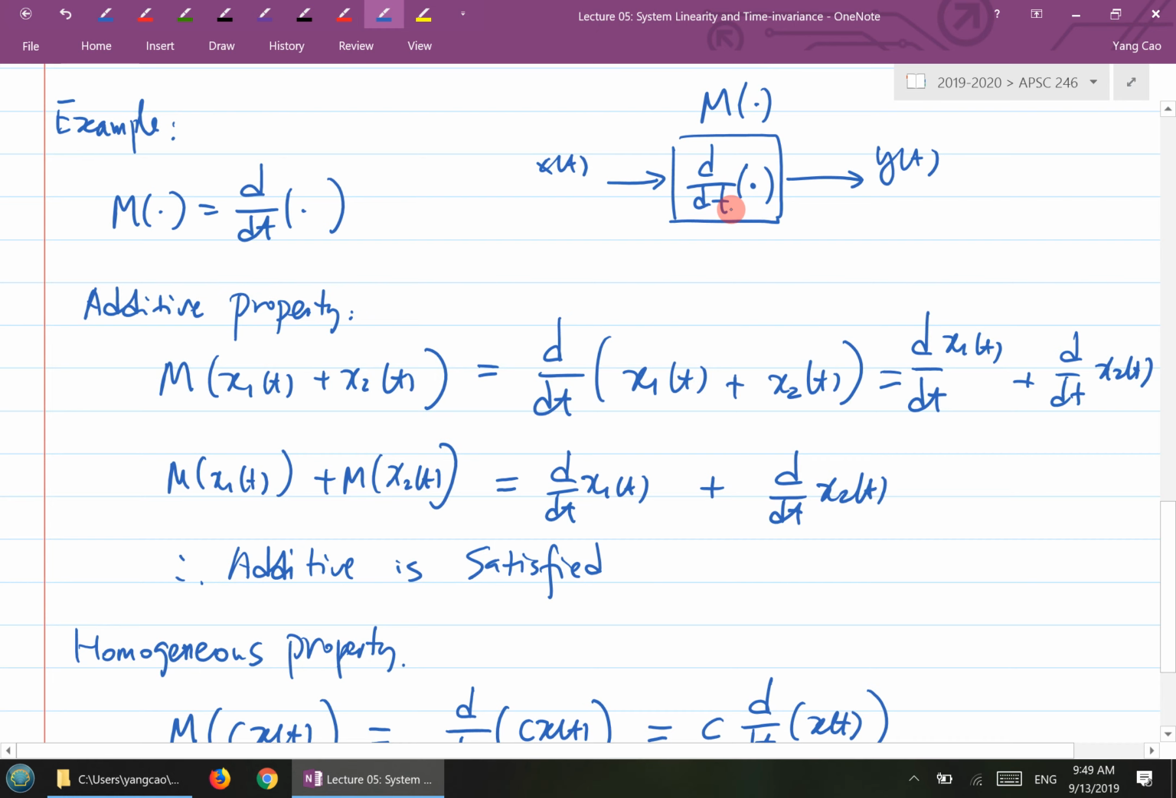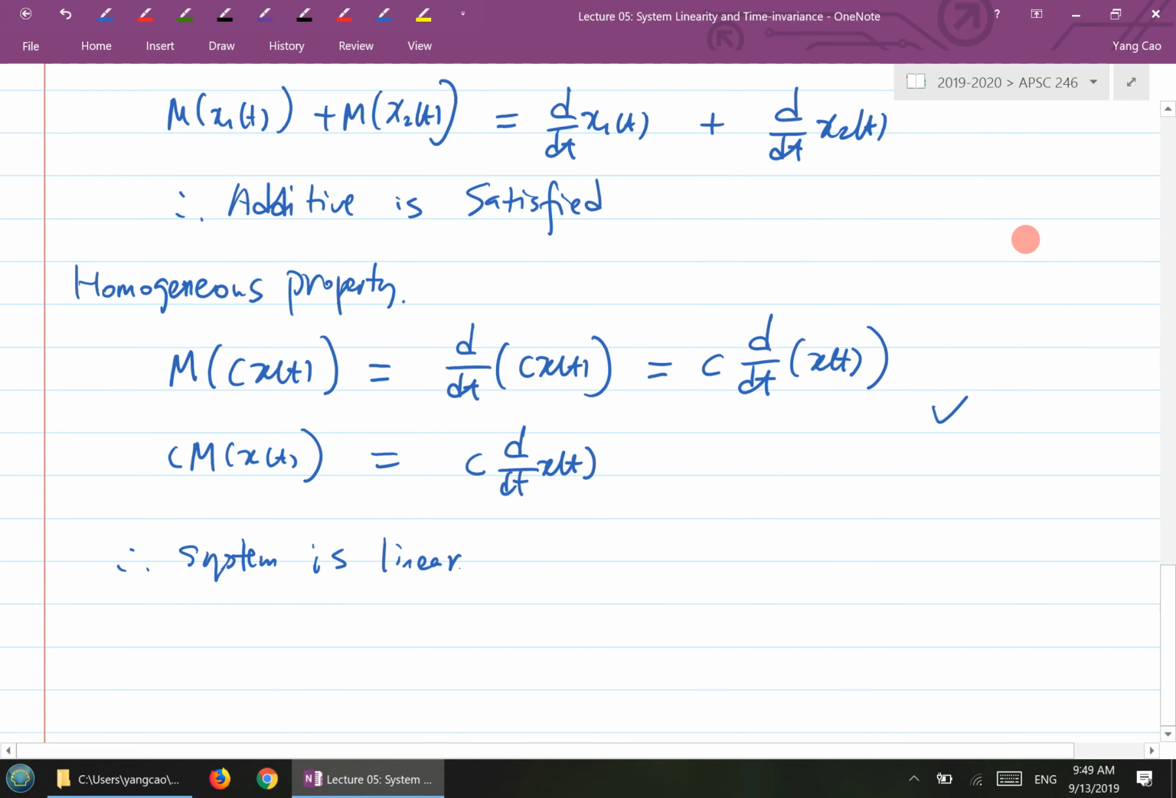Now, the operators I listed in your lecture notes will actually turn out to be all linear operators, like Laplace, Fourier, the gradient operator, the curl, the divergence operator. They're all linear operators, just like this one here. You can also check the integration operator, and it's also a linear operator. Okay, so that is another example of checking linearity of the system.